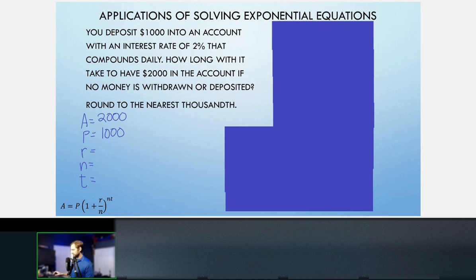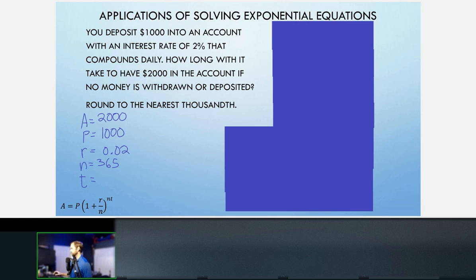Yeah, 0.02. Don't forget, everyone, we must convert into a decimal, and 2% becomes 0.02. What does n equal? 365. Yeah, because n is the number of compounds in a given year, and it's compounded daily, so that would be 365.